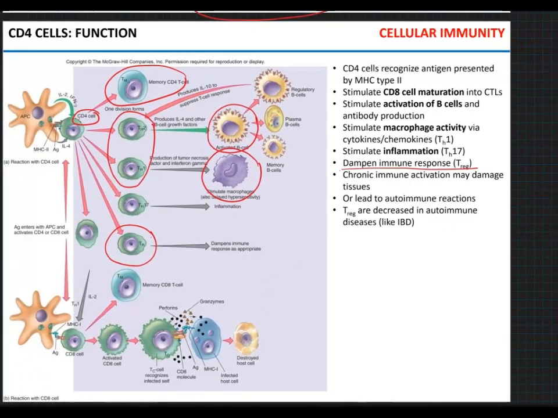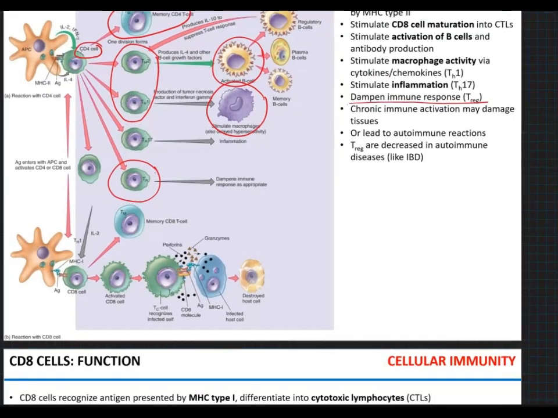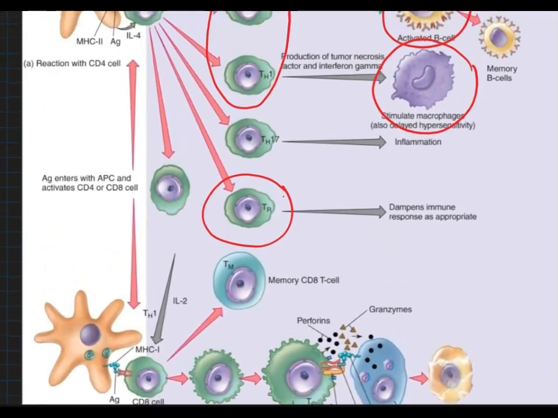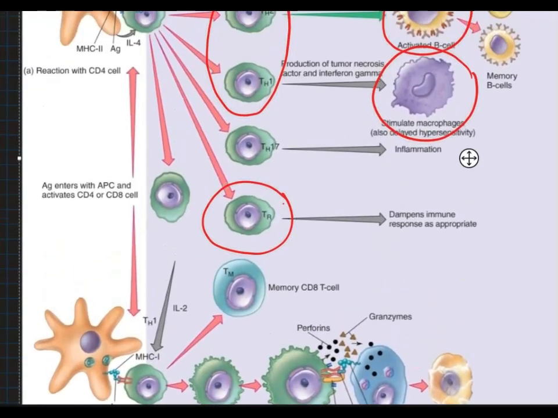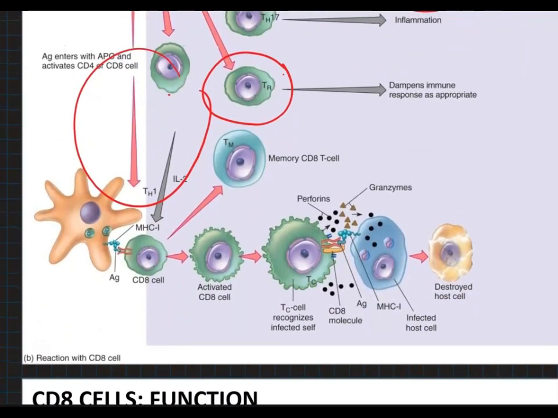Not only helping and dampening, CD4 T cells are also critical for the proper activation of CD8 T cells. So in summary, they make B cells better, they make macrophages better, they regulate the immune response, and they make CD8 T cells better.